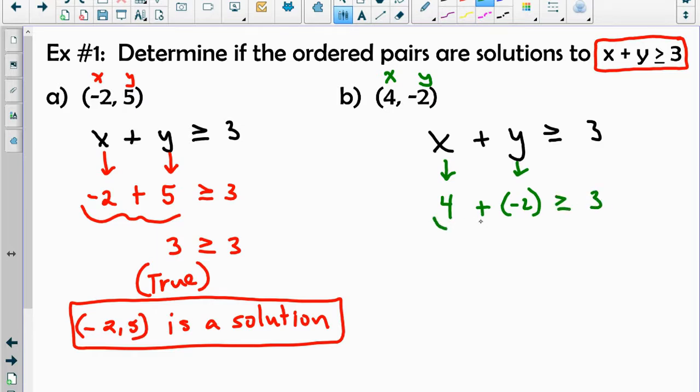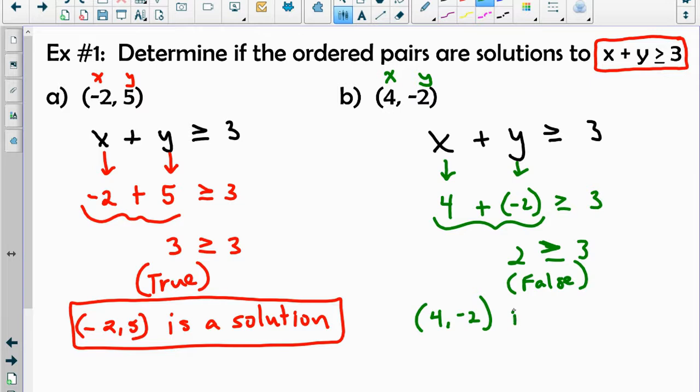And we want to simplify over here. So add together 4 plus negative 2, which is 2. And we check to see if this is true or false. This inequality reads that 2 is greater than or equal to 3. Well, let's see. Is 2 greater than 3? No. Is 2 equal to 3? No. So this is a false inequality, which means that the ordered pair 4 comma negative 2 is not a solution.